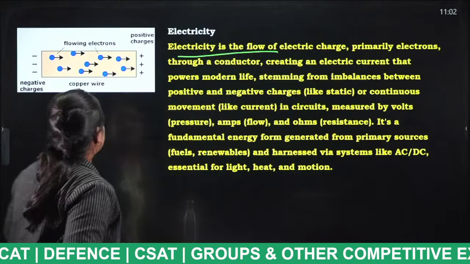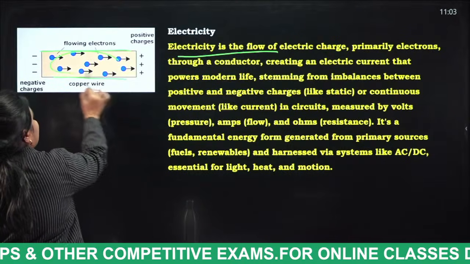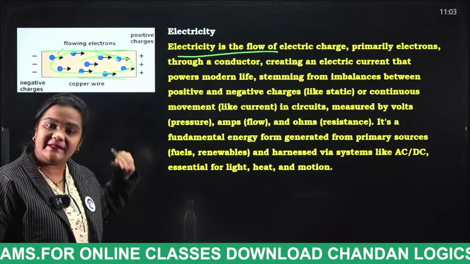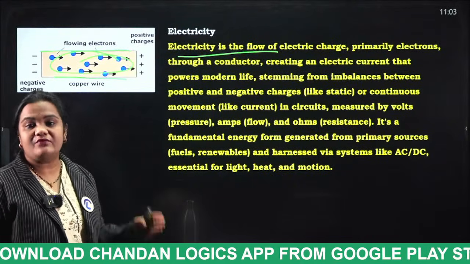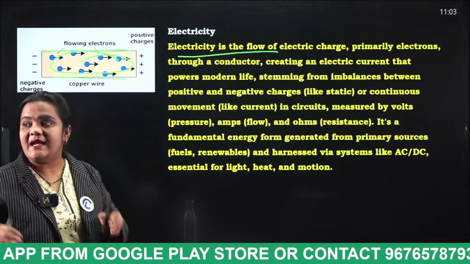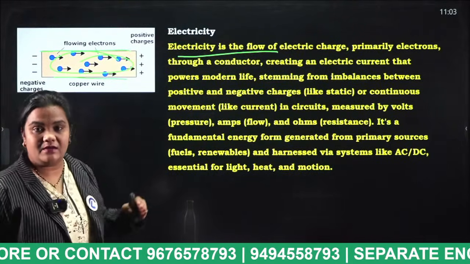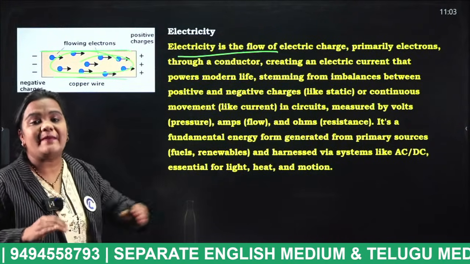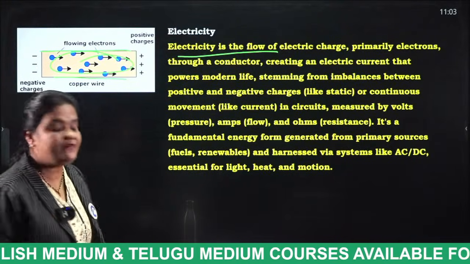Imagine this is a copper wire, and what are these, students? These are nothing but electrons. Charges may be either positive or negative. Charges are of two types. Positive charge is considered as protons and negative charge is considered as electrons. If there is a flow of charges through a conductor, that may be a copper wire, what happens there? Electricity will be generated.